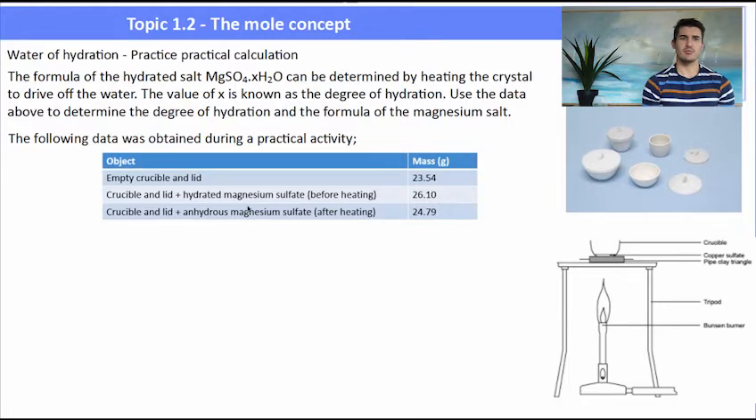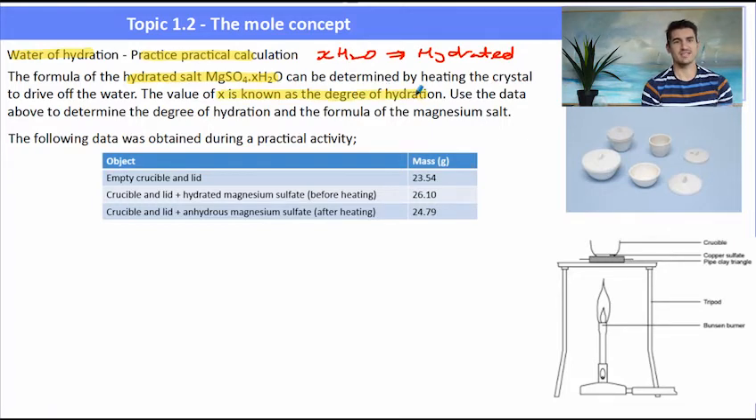Okay, the final example is a water of hydration practical type question. Now, a hydrated salt contains water molecules that are attached to it. So the formula of a hydrated salt, magnesium sulfate .XH2O, means that we have a number of water molecules attached to the magnesium sulfate, and we say that it is hydrated. Now we can determine the hydration by driving off the water, and X is known as the degree of hydration. And what we need to do is use the data that we're given to determine that degree of hydration.